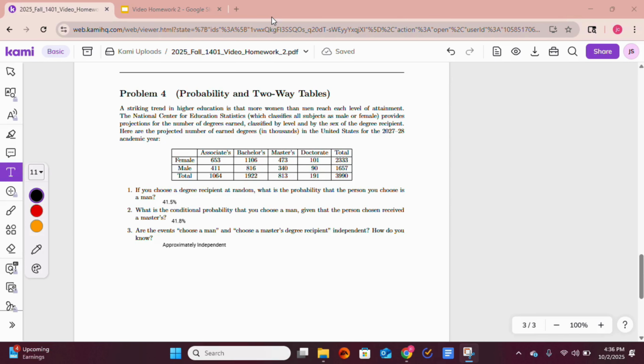Now that we are done with all of the problems, I hope you've learned a lot about regression equations, residuals, Venn diagrams, and two-way tables from this video, and how they can connect to real-world data. Thank you for watching.